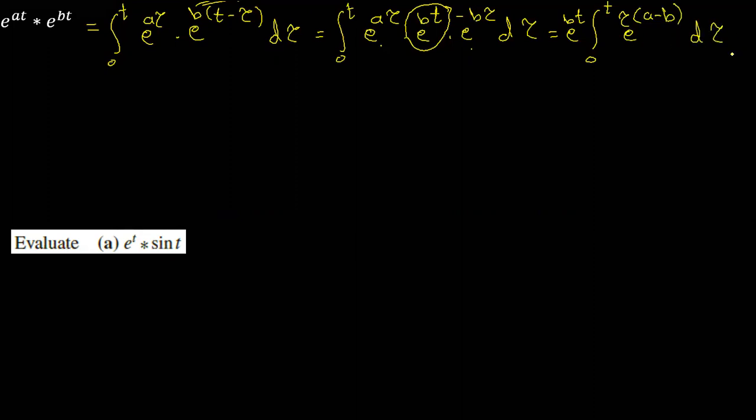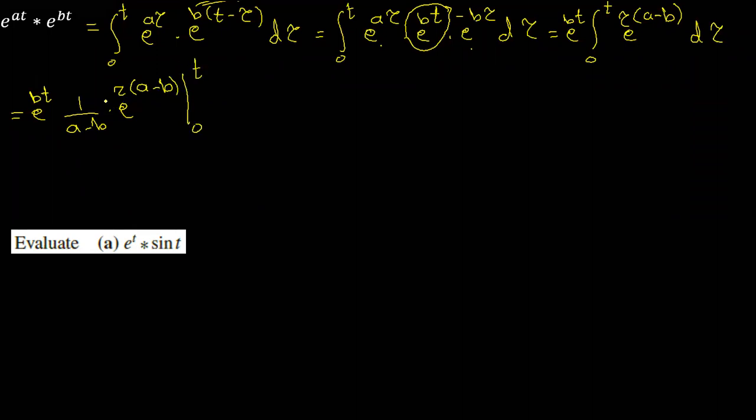Any question here? How to find this integral? Is it difficult or very easy? Easy. The integral of an exponential is the exponential over a minus b. You are right. So it is 1 over a minus b times the exponential tau (a minus b). Don't forget your limits from 0 to t.